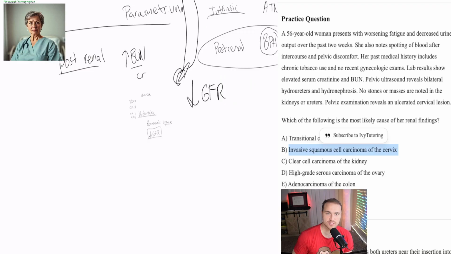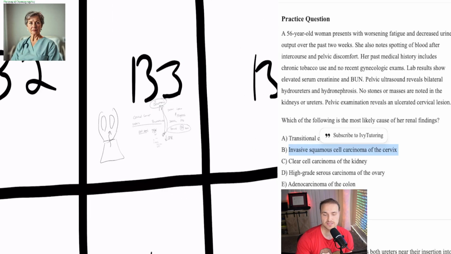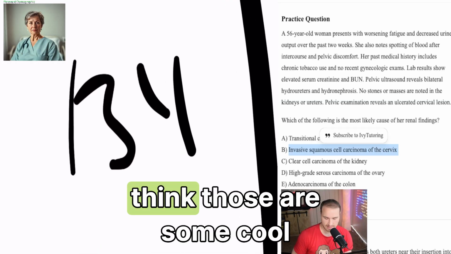This is just outflow obstruction, stones, BPH, neoplasms, that's what we're looking at. Maybe even congenital abnormalities that stop that flow. It's post-renal. So obstruction, you have elevated BUN to creatinine ratio. Cool beans? I think those are some cool beans.